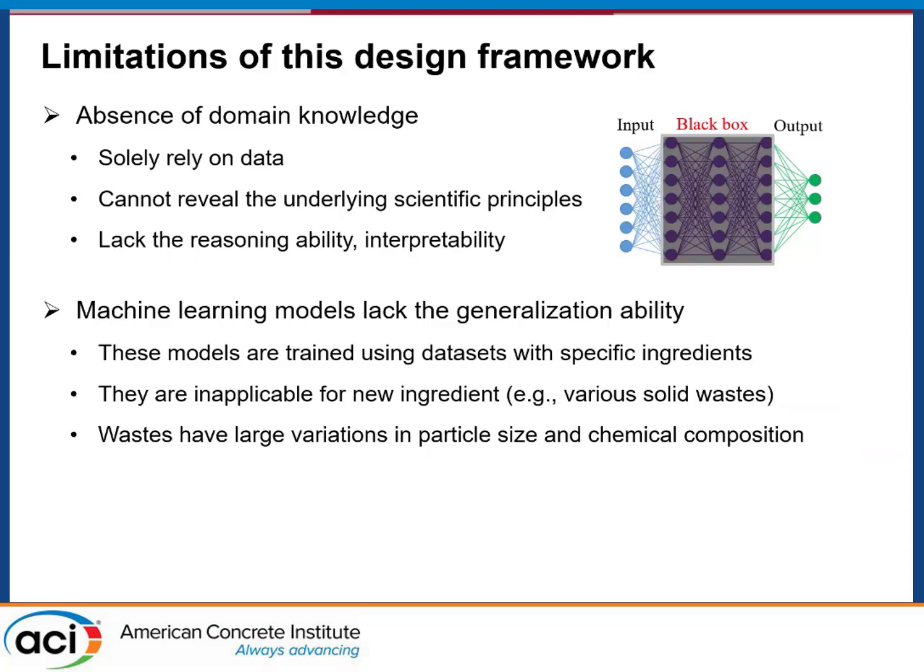However, the current design framework has some limitations. First of all, it does not consider domain knowledge. The input and output solely rely on the data, so we don't know what exactly happens in the black box. And it lacks the reasoning ability to interpret the reasons and the underlying mechanisms. The second limitation is that most machine learning models lack generalization ability, because those models are trained using data sets with specific ingredients. So if you consider new types of materials, they cannot be applied. Especially if the new materials are waste materials, which contain a large number of variables, like particle size and chemical compositions, the models cannot give you accurate predictions.